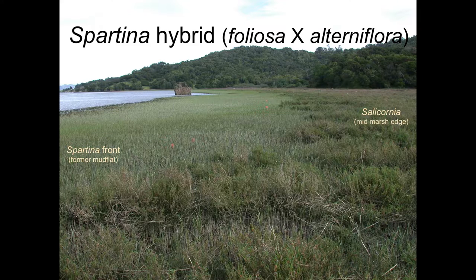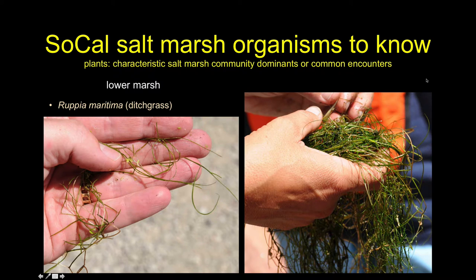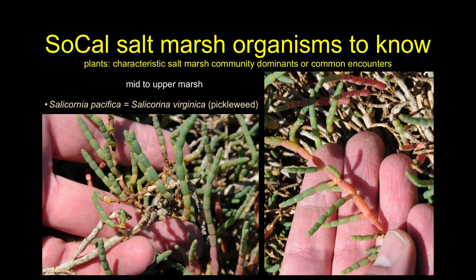This is one of our monitoring sites up here, in northern San Francisco Bay. This is Salicornia up here, so what we would call the mid marsh by the terminology I'm giving you. And then this used to be mudflat. This should be mudflat. It's not. It's all this invader has come on in. Okay, here's Ruppia. This is the so-called ditch grass, and this basically looks like a floating plant. Looks grass-like. And then pickleweed. Got to know this.